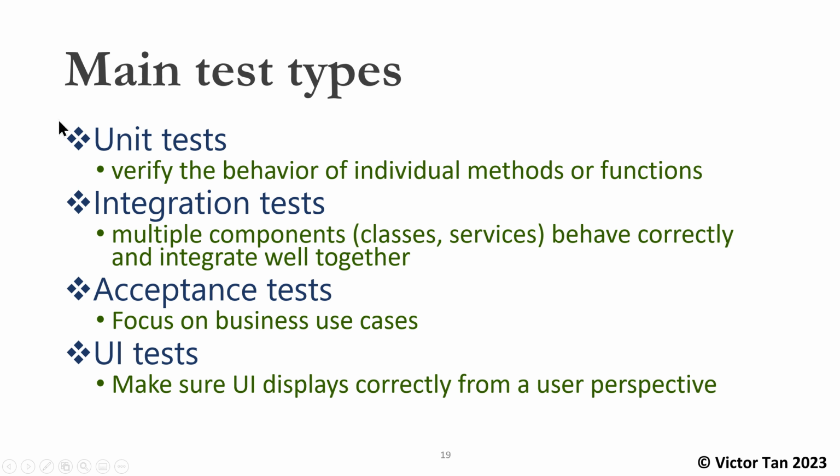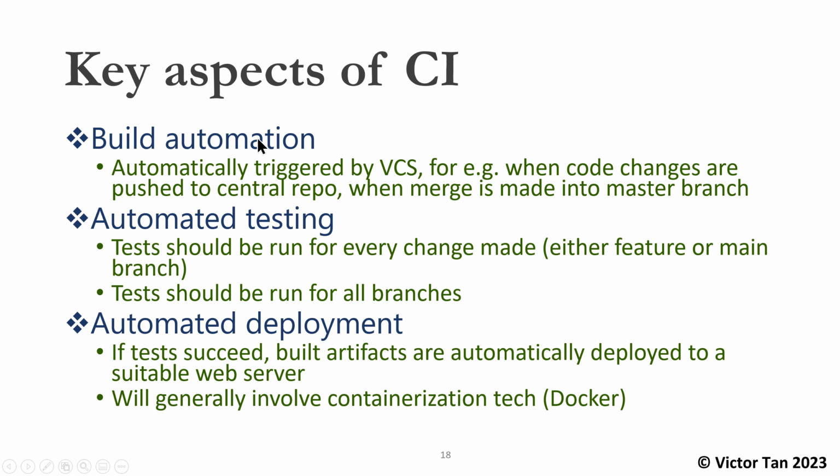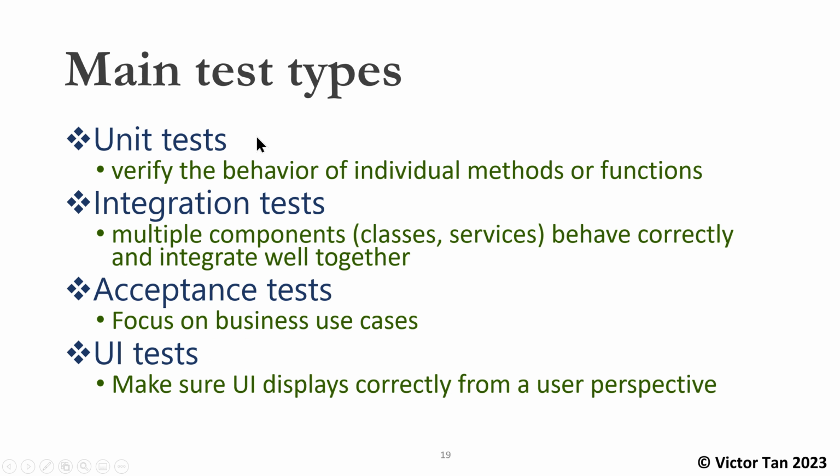All right, so those are the key aspects of CI. And in terms of testing, testing is very important because, as I said, testing should be automated. You're going to run a test for every change made. You're going to run a test for all the branches. So testing is very important, and there are several types of tests. At the CI level, we are primarily focusing on unit tests.